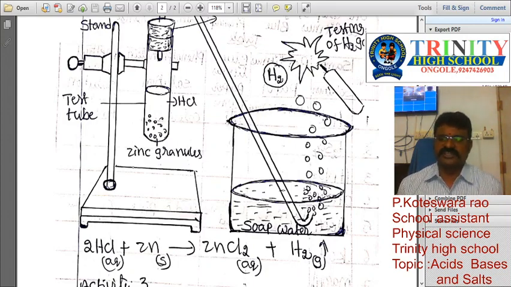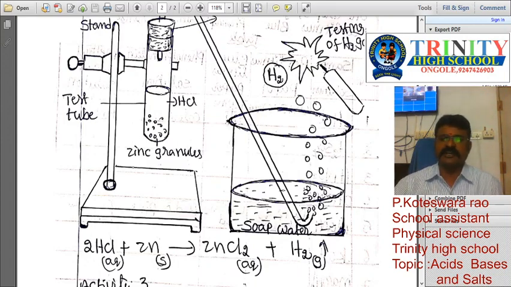Next, procedure. First of all, we want to take some zinc granules and 10 ml of diluted hydrochloric acid in a test tube. It is fitted with a one-hole rubber cork, and the test tube is fixed to a retort stand. Then we pass one delivery tube. The other end of the delivery tube must be placed in a glass trough, which is filled to half of its volume with soap water.